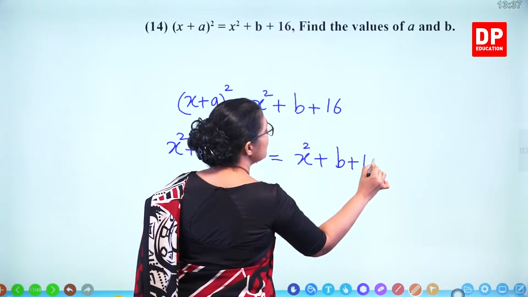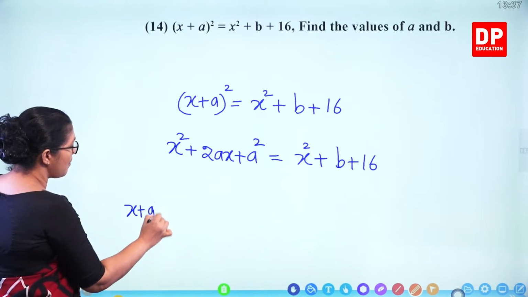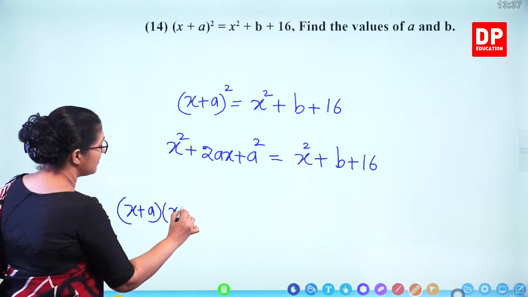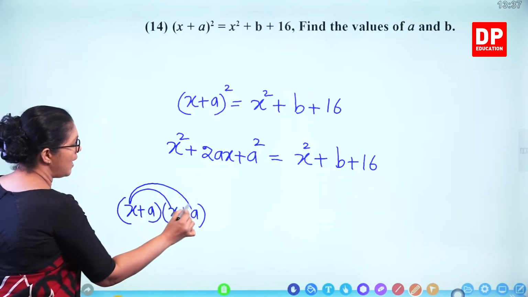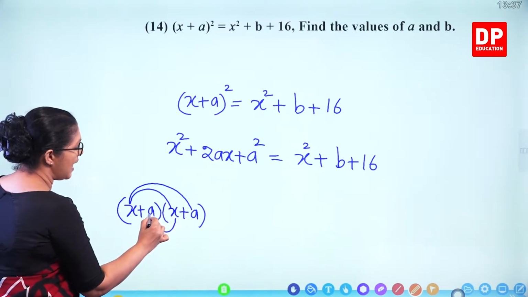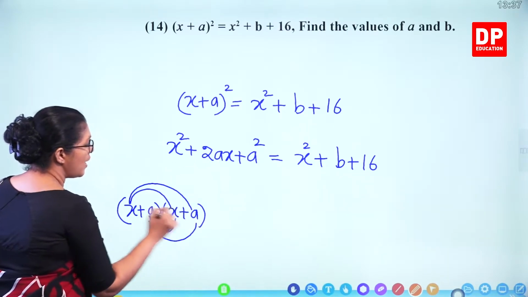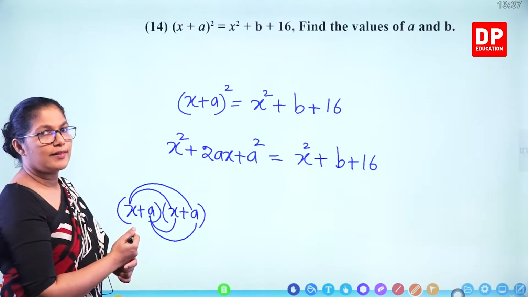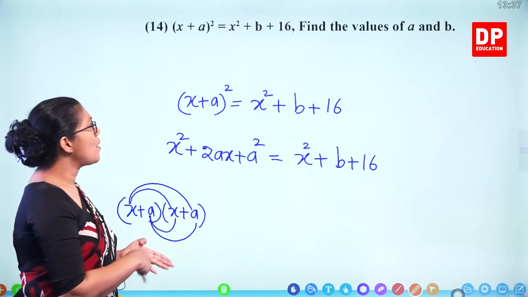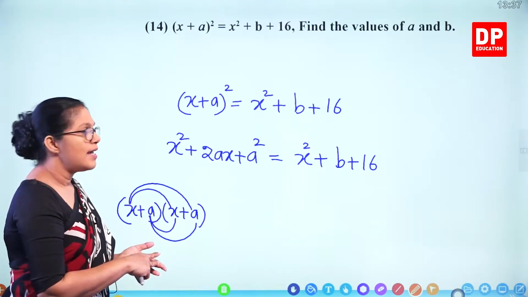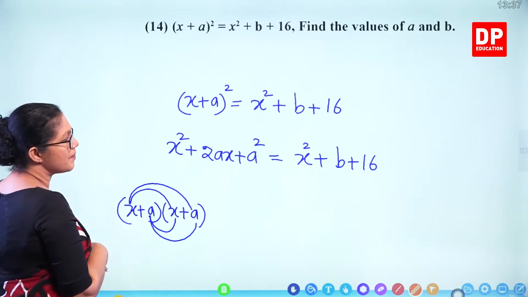I'll explain that one. x + a multiplied by x + a. x into x, x². x into a, ax. a into x, ax. ax and ax, 2ax. a into a, a². So remember, at once you can expand. Square of first one, square of second one. The middle term is double of the two multiplications.